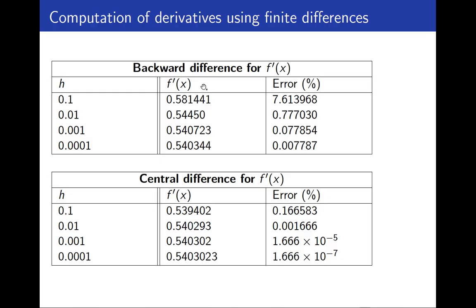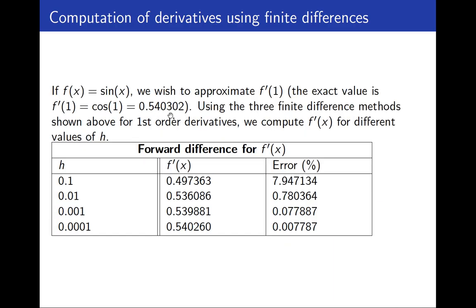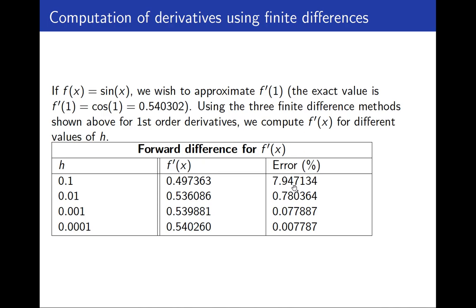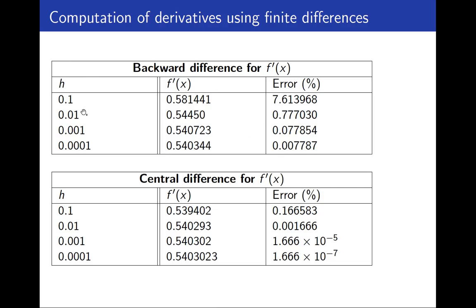For the backward difference, I also do the same. If I use a not so small value of h, I'm also getting a not so good estimate of the derivative, because the error is still high, but it is smaller compared to the error observed for the forward difference. And then if I start to decrease h, I'm getting closer to the real solution.